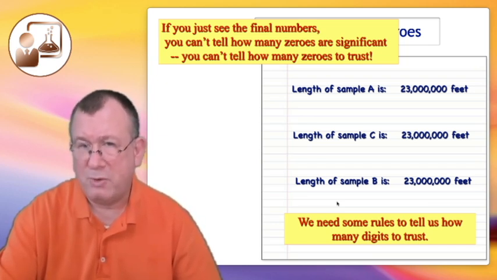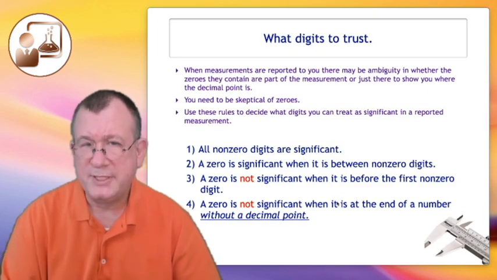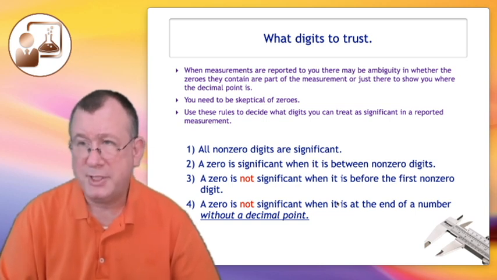All right, so how do you know if a zero is significant or not? Well, the safest thing to do is to follow these 4 rules. All non-zero digits are significant.